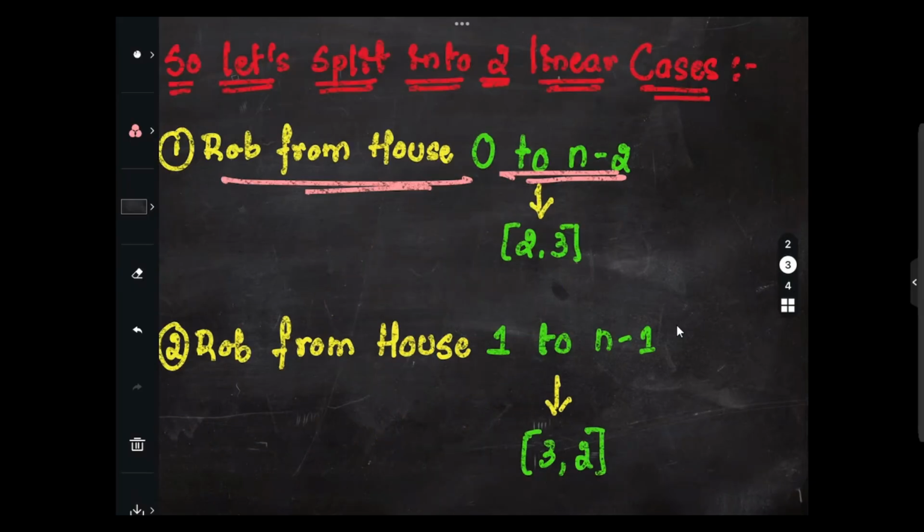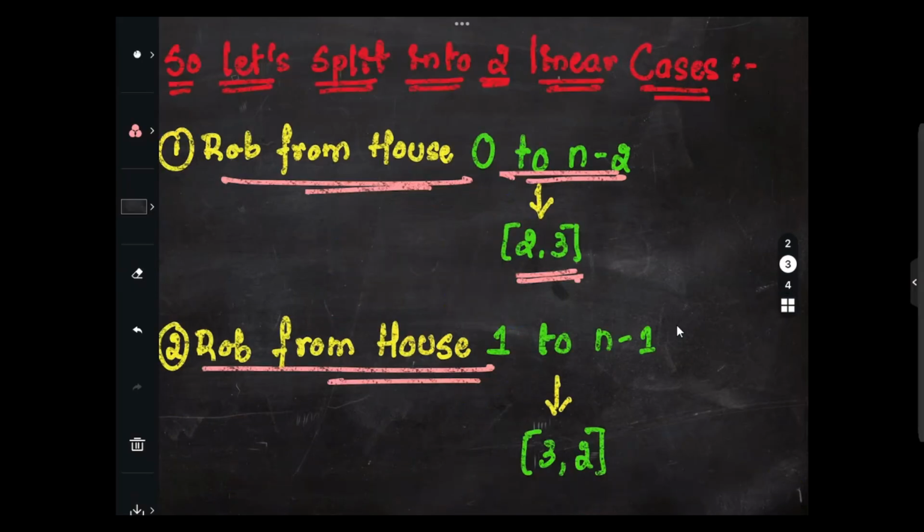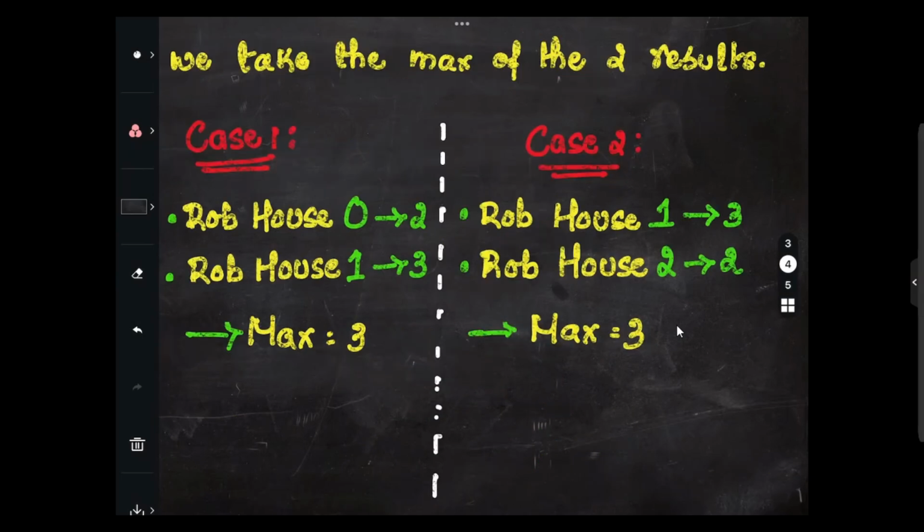houses 2 and 3, which we need to consider in this case, so 2 comma 3. And robbing from house 1 means 1 to n minus 1. Here we will not consider 2, we will consider these two, 3 and 2. Either 2, 3 or 3, 2, we can go with either. So we will take the max of the two results.